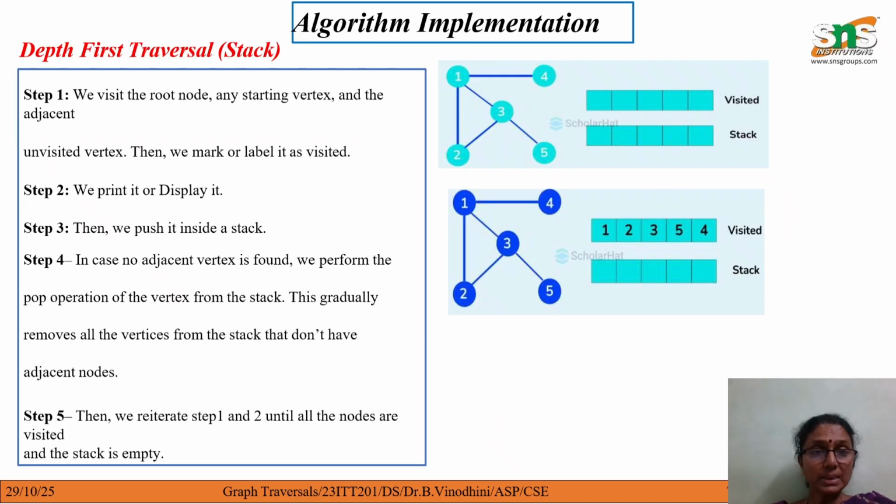Next is depth first traversal. We are using the stack data structure. Here it is a branch by branch traversal. First, we visit the root node, the starting vertex, and mark it as visited. Next, the adjacent vertex is pushed onto the stack. In case there is no adjacent vertex, we perform the pop operation, and gradually we remove vertices from the stack until we don't have any adjacent vertices. This process is repeated until all vertices are visited.